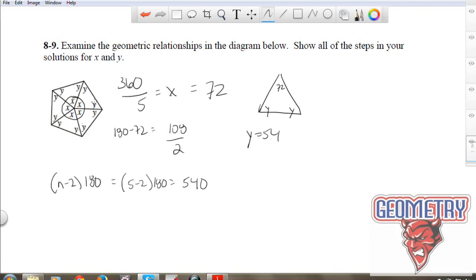And there's 1, 2, 3, 4, 5, 6, 7, 8, 9, 10 of them, so 540 divided by 10 equals 54. So we get the same thing, right? And then once you know that these are 54, you can find x easily.